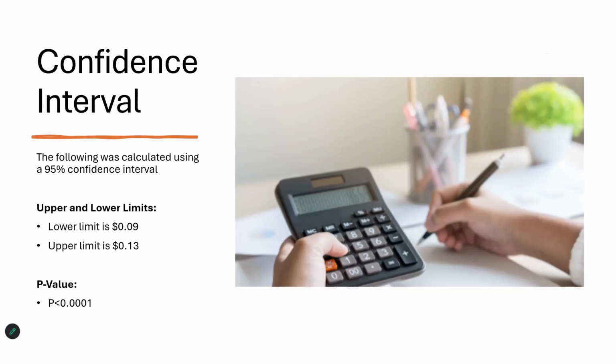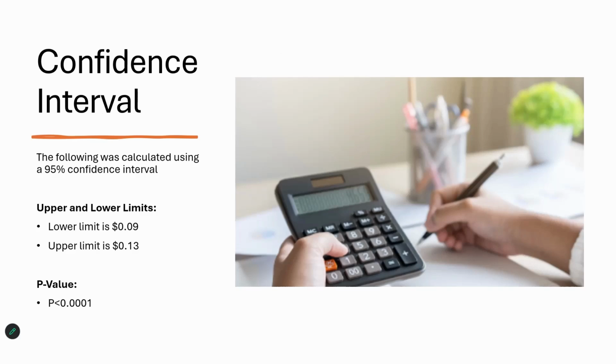Confidence interval. For this slide, we calculated a 95% confidence interval to estimate the difference in price per ounce between the two brands. The lower limit of the confidence interval is 9 cents and the upper limit is 13 cents. This means we are 95% confident that the true difference in price per ounce between Kellogg's and Great Value cereal is between 9 and 13 cents, with Kellogg's being more expensive.